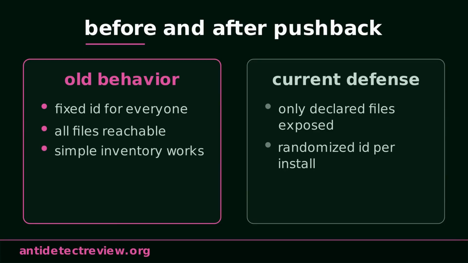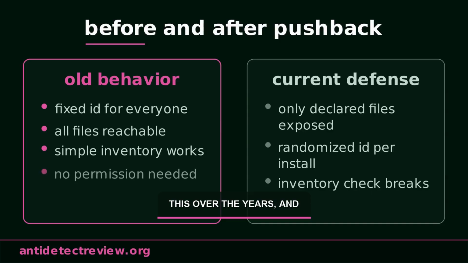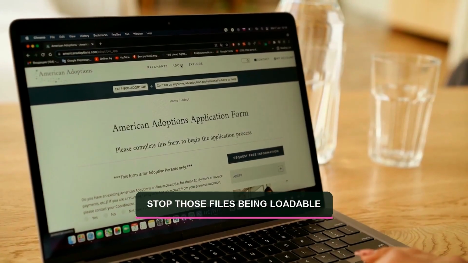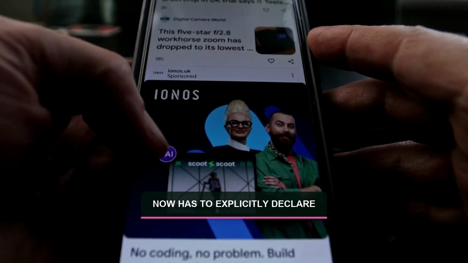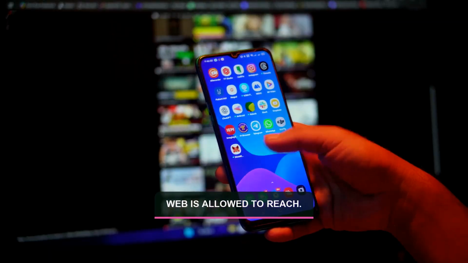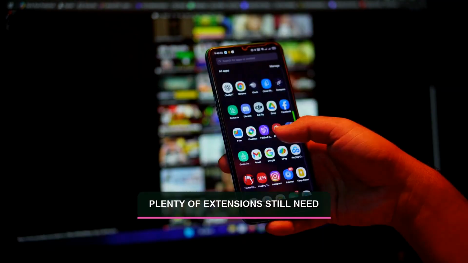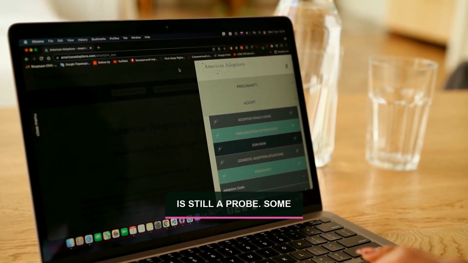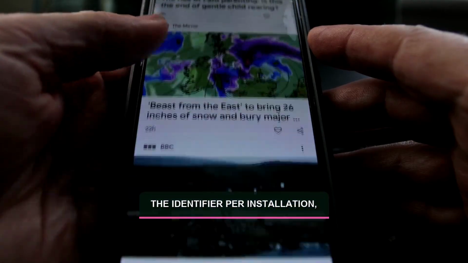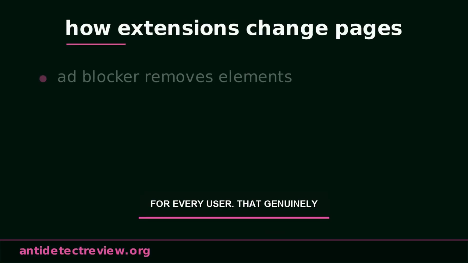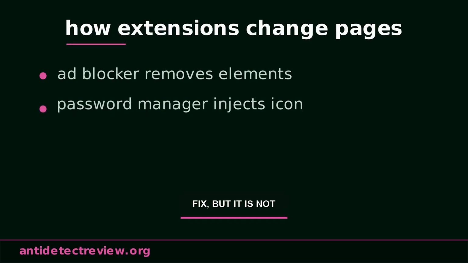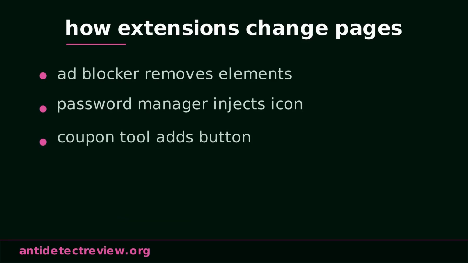what somebody is carrying. Browsers have pushed back on this over the years, and the pushback is worth understanding because it is partial rather than total. The main defense was to stop those files being loadable by default, so an extension now has to explicitly declare which of its files the web is allowed to reach. That helped a lot. But plenty of extensions still need to declare some, because that is how they function, and any file that remains reachable is still a probe. Some browsers went further and randomized the identifier per installation, so the address is different for every user. That genuinely breaks the simple inventory check, and it is the better fix, but it is not universal across browsers or across extensions. The second method does not probe anything, it just watches what happens to the page.